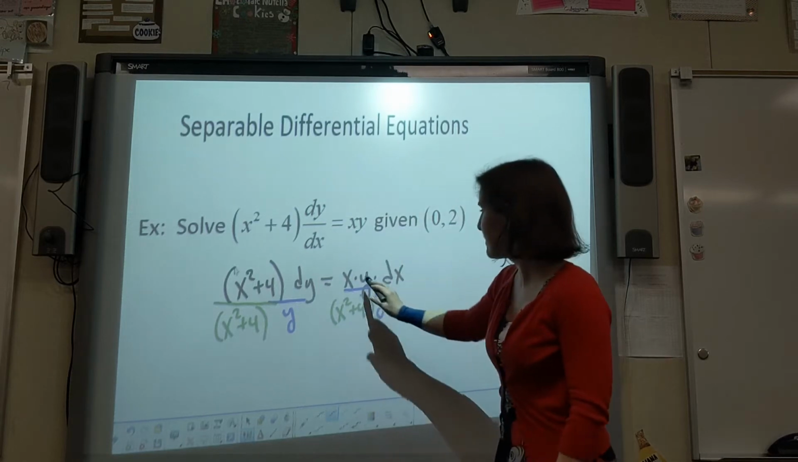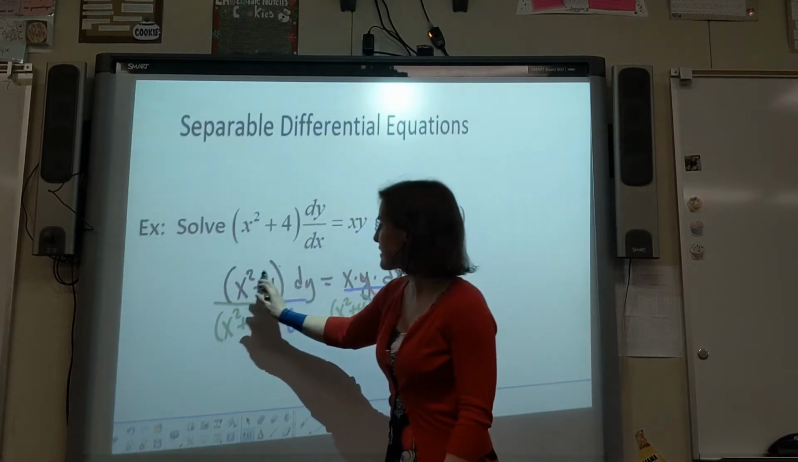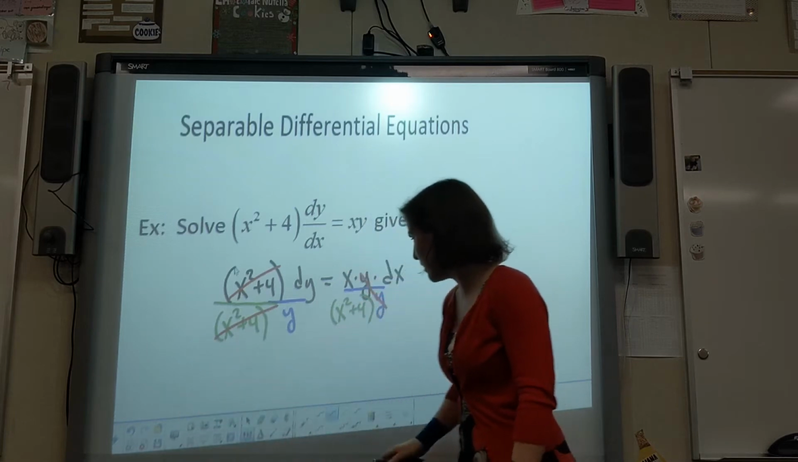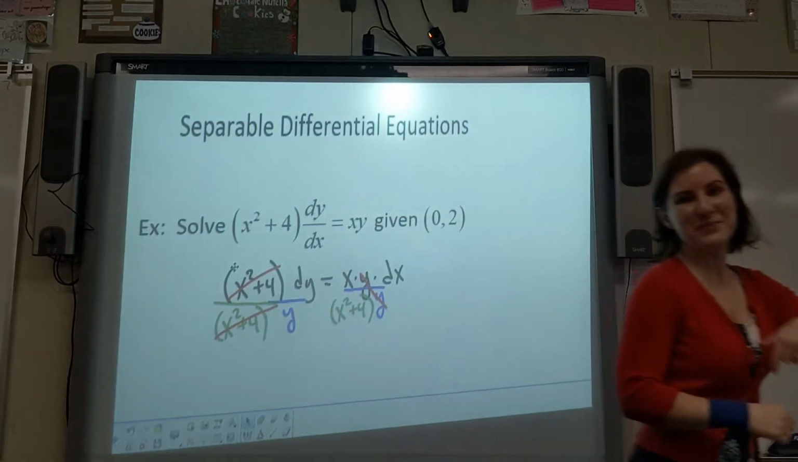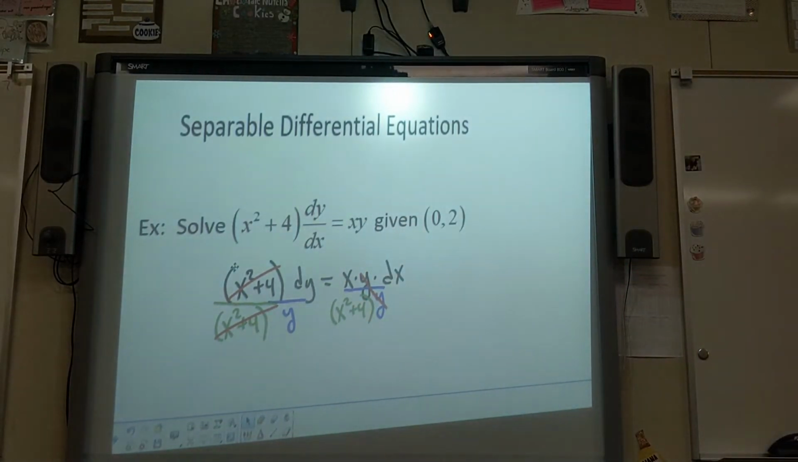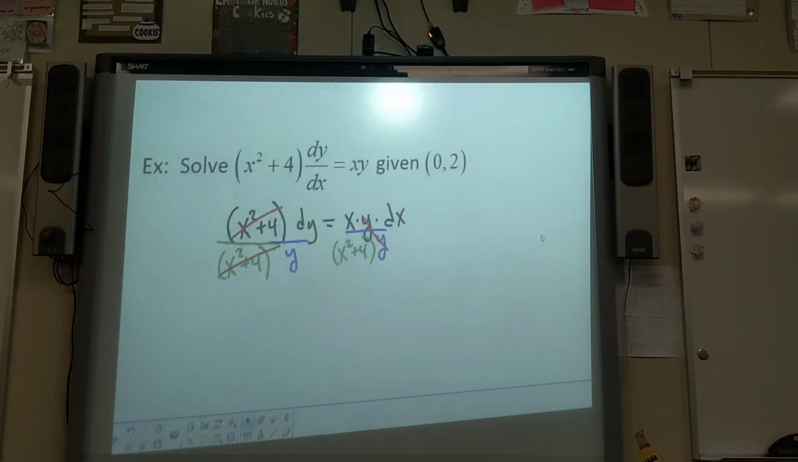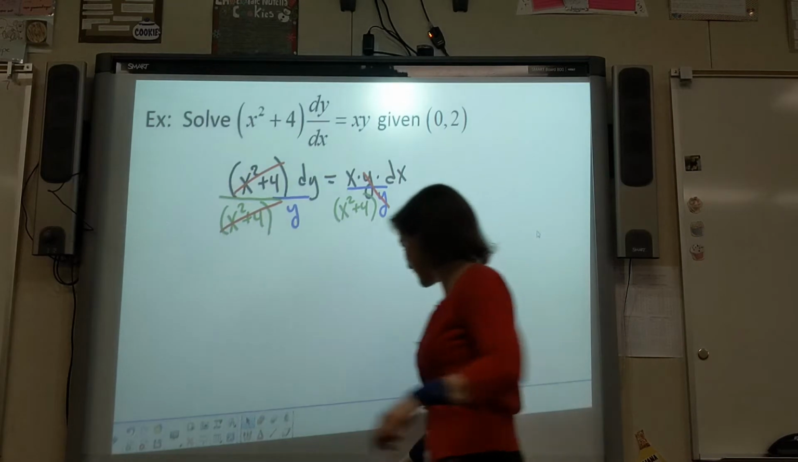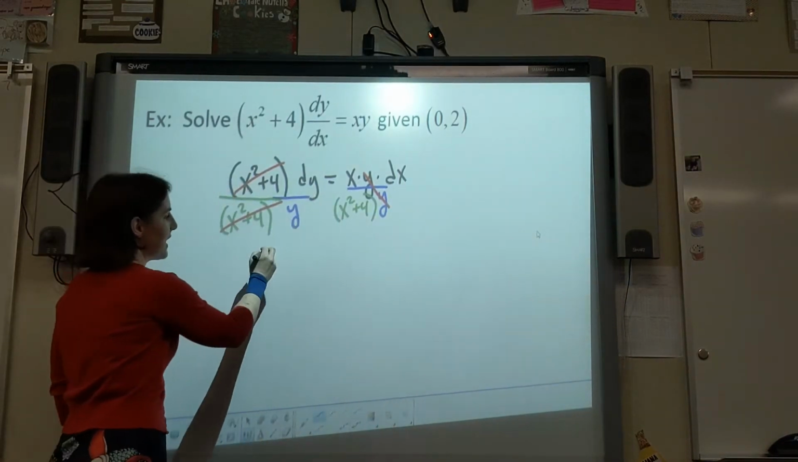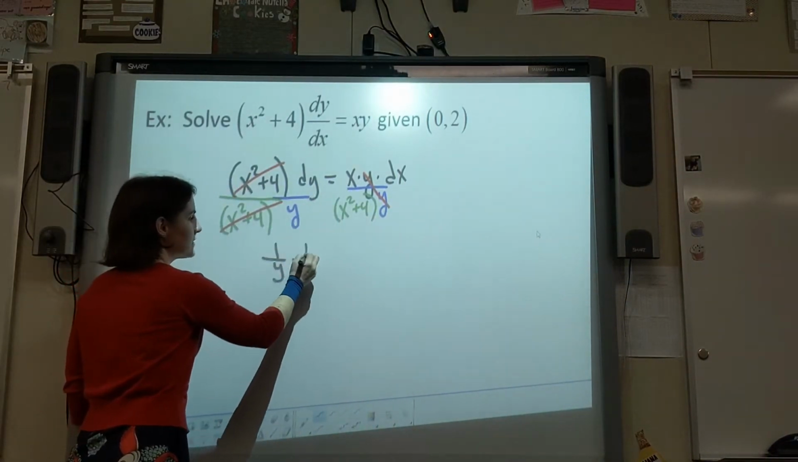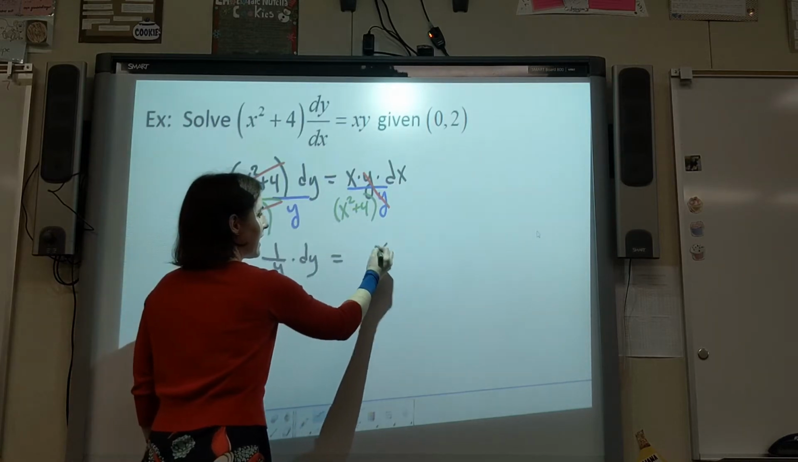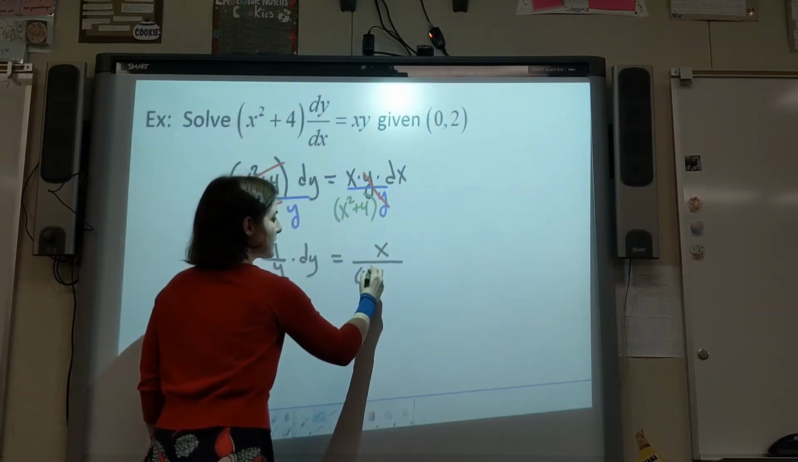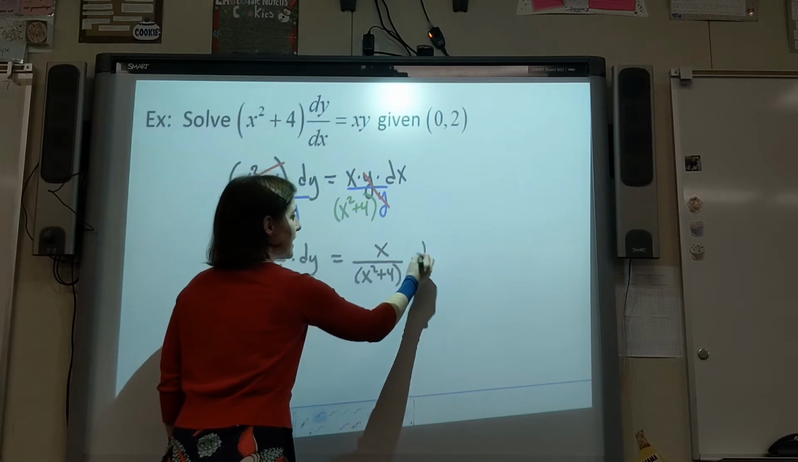Delightful things will happen here. Y divided by y is 1. X squared plus 4 divided by x squared plus 4 is 1. I'm going to scroll up for more space. So here on the left, I have 1 over y times dy. On the right, I have x over x squared plus 4 times dx.